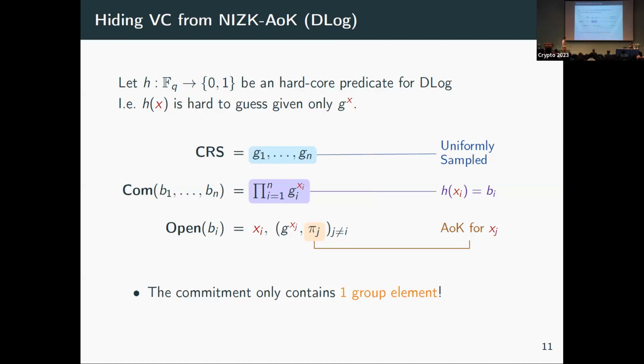Now, this proof is essential because in the proof of reduction, we need to extract the exponent, or otherwise the prover, the committer, might cheat and open to different messages. But thanks to the fact that we are using a hardcore predicate, these bits are very hard to guess, even given g to the x_j, and this proof is zero knowledge. The resulting vector commitment is hiding, and of course also position binding, because Pedersen commitments are binding. So eventually we violate the lower bound I presented before.